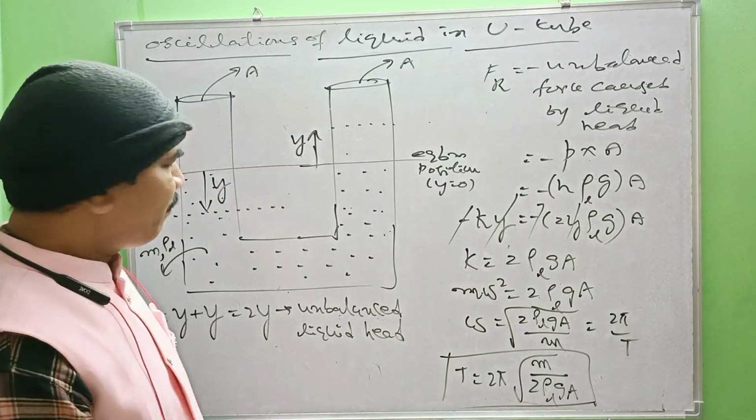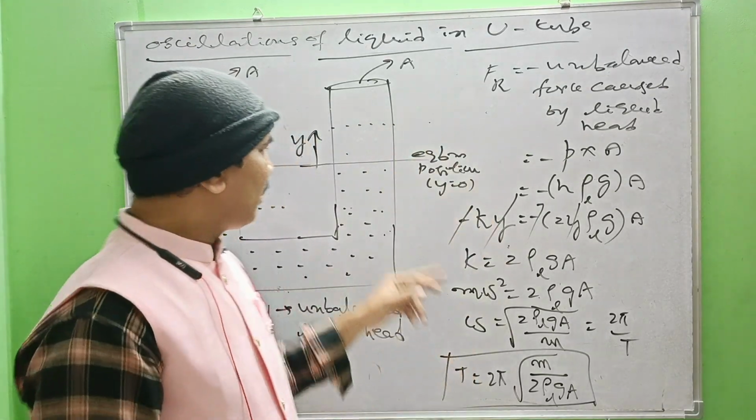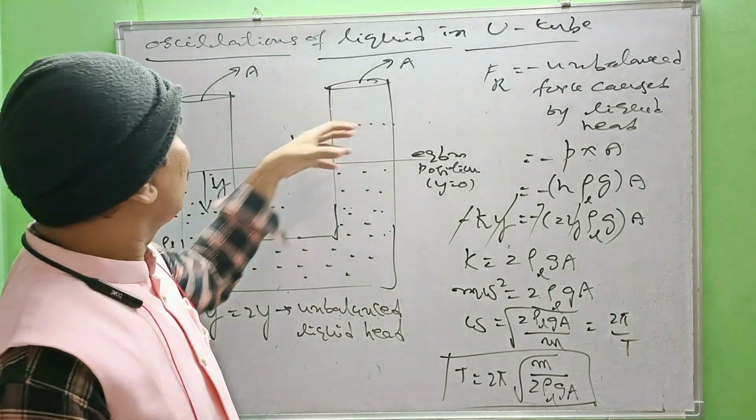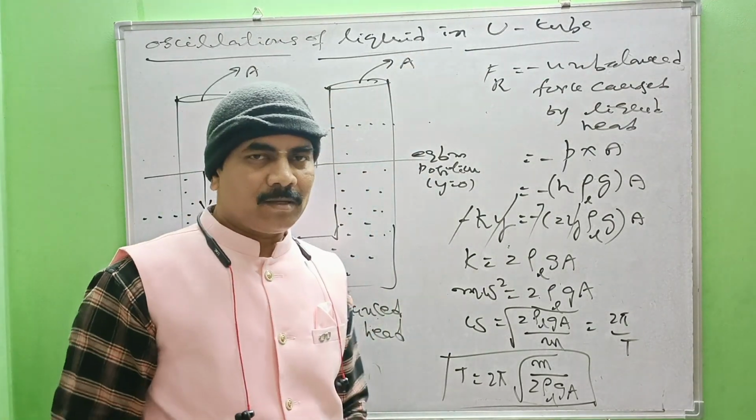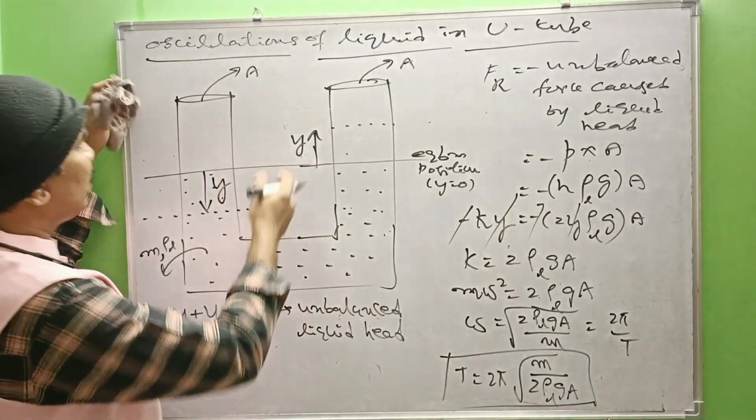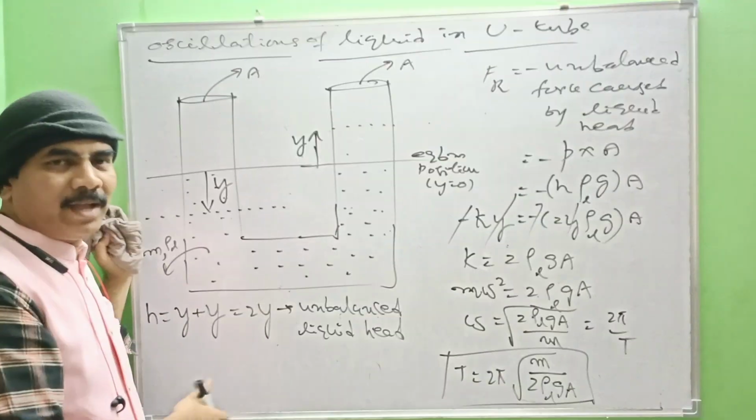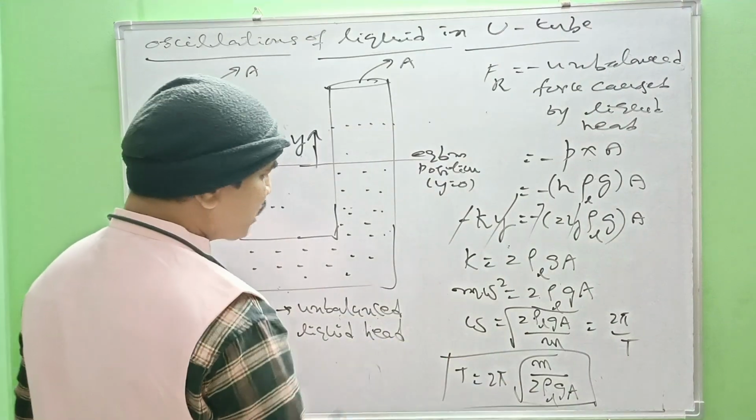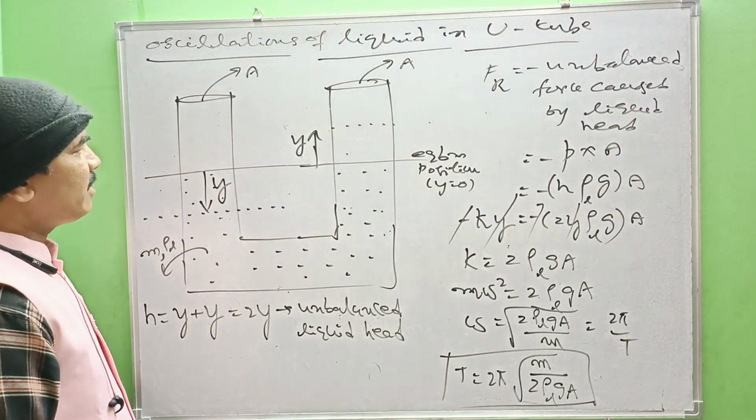Right? Now a small modification with the shape of the device. Here it is a U-shaped tube, but if it is a V-shaped tube, what is the situation? Not U-shape but V-shape, a small modification. If I modify the shape of the tube as shown, then what should be the expression for the period of oscillation of the liquid surface? Let us see.